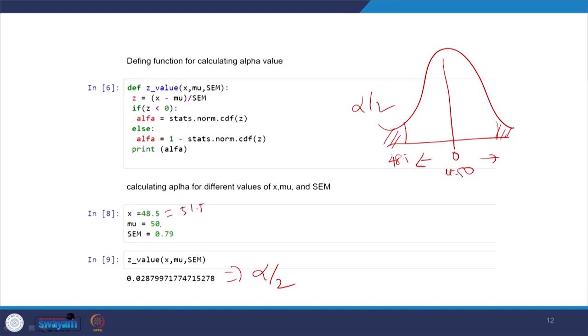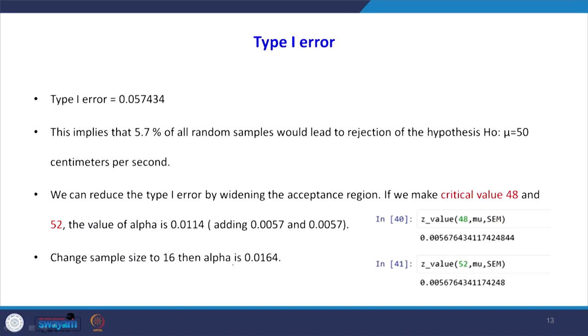The z value will be positive. If the z value is positive, this command will be executed. First it will find the left side area, then the left side area will be subtracted from 1, and then you will get the right side area. So, you will get another 0.0287. When you add 0.0287 plus 0.0287, you will get the alpha value. So, that alpha is 0.057, this is your value of alpha error, type 1 error.